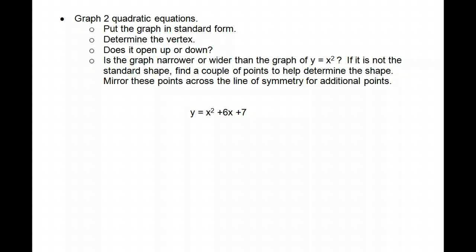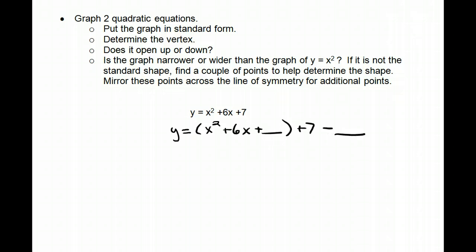Next, we need to graph two quadratic equations. So when you're graphing quadratic equations, you need to take the equation and put it in standard form or vertex form so that we can see the vertex. So remember that when we do that, we group together the x squared term and the x term, then we put in a plus blank. Slide that constant over and put in a minus blank.